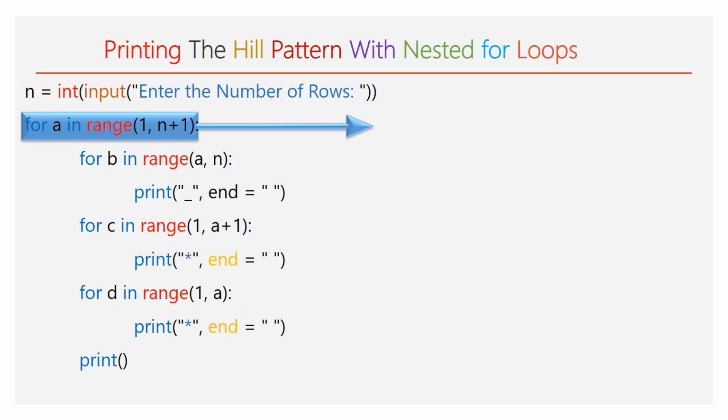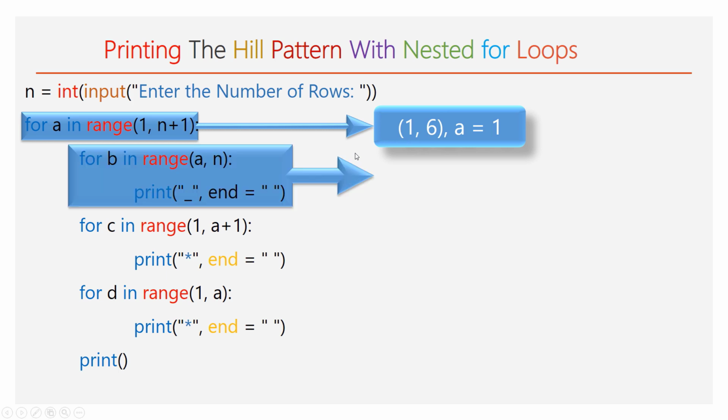Enter the number of rows by using an input function. Convert that into integer by using int function, and the value is assigned to n. Let us assume that the value of n is equal to 5. Now the range of a will be 1 to 6. This is the outer for loop. This loop will iterate for 6 times.